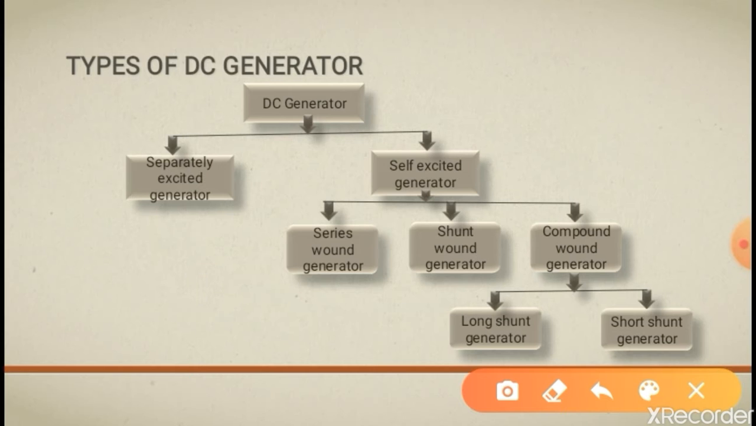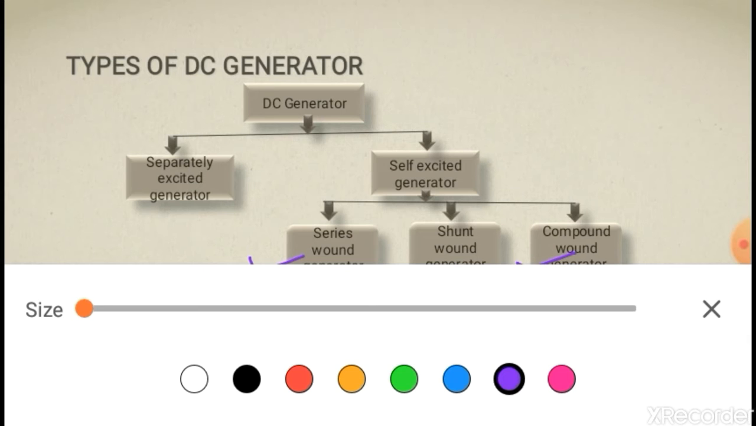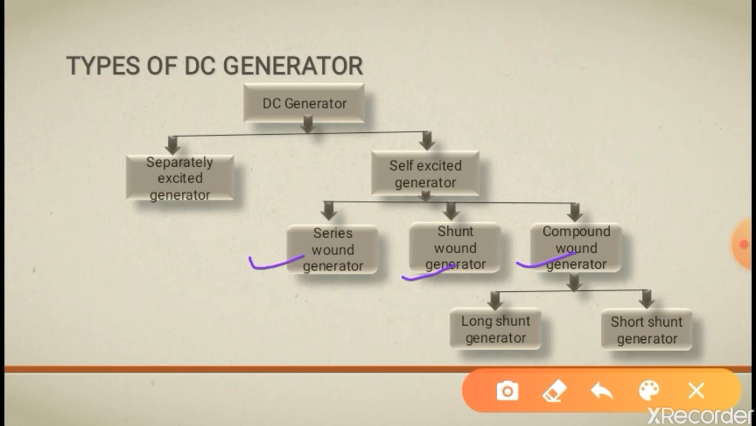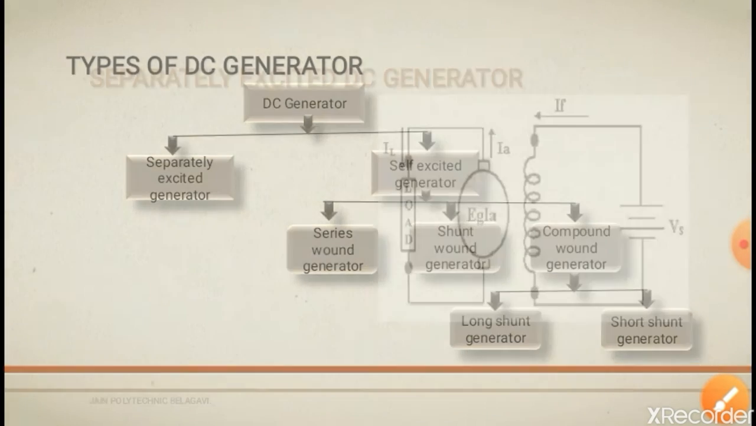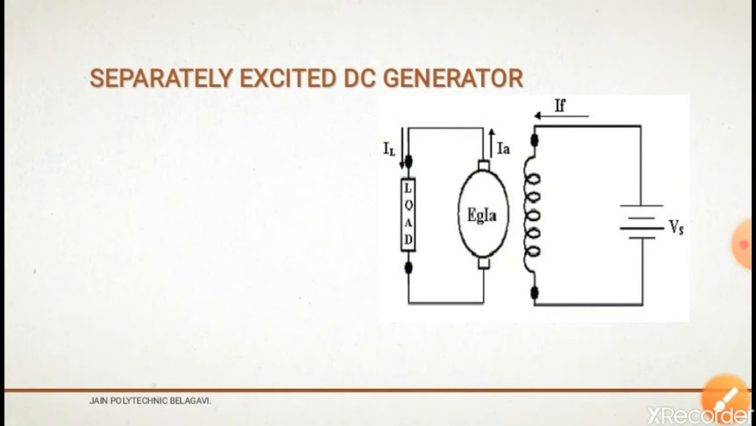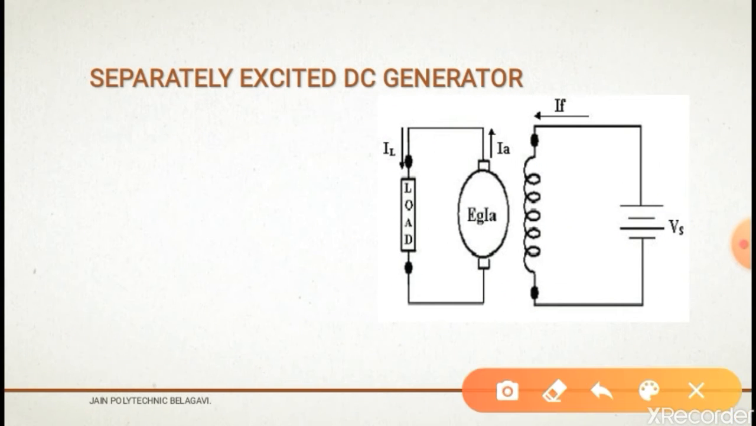Self-excited DC generators are again classified into three types: series wound DC generator, shunt wound DC generator and compound DC generator. These compound DC generators are again subdivided into two types: long shunt generator and short shunt DC generator. So we'll study one by one. First one is the separately excited DC generator.